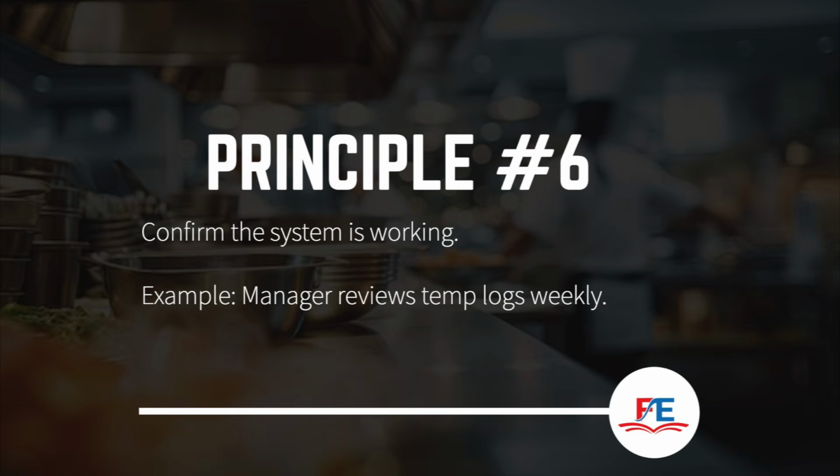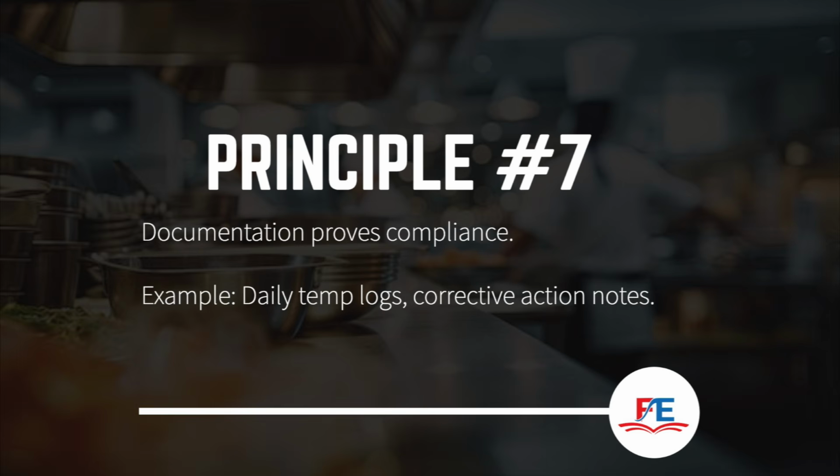Principle number 6, we need verification. How do we know that the system itself is working? Your example here is that managers review temp logs on a weekly basis to confirm that staff are monitoring those temperatures correctly. And principle 7, we record keep. This is your paper trail. If you don't write it down, it never happened. So that includes your temp logs, corrective actions, manager sign-offs. If the health inspector asks, you've got proof that your system works.